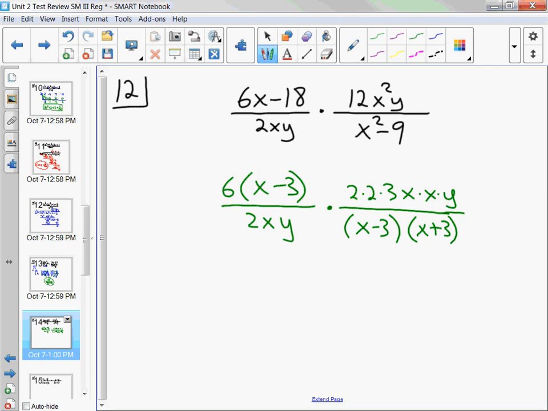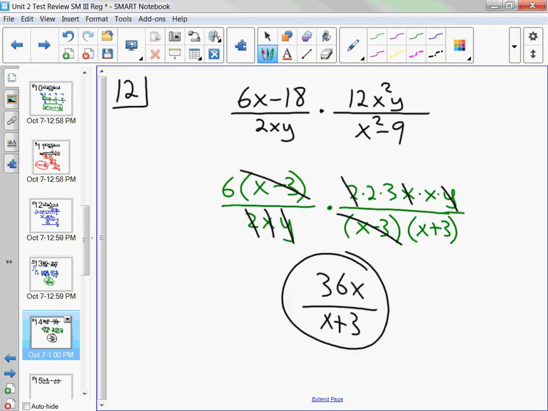So now I cancel out x minus 3's. Cancel out a 2. Cancel out an x. Cancel out a y. As long as there's one on top, one on the bottom, you can cancel it. So that's what I have left. I have 6 times 2 times 3, which is 36 on the top, times an x, over x plus 3. And that is my answer.